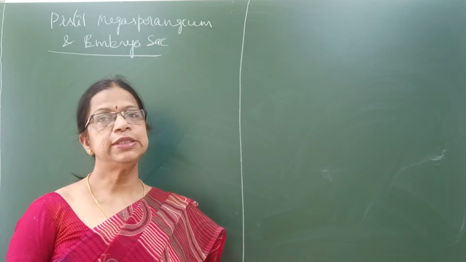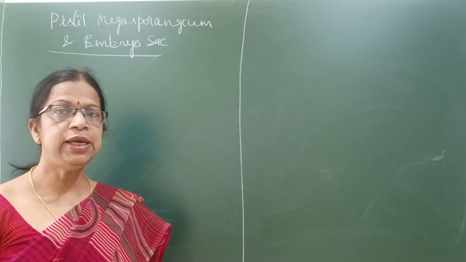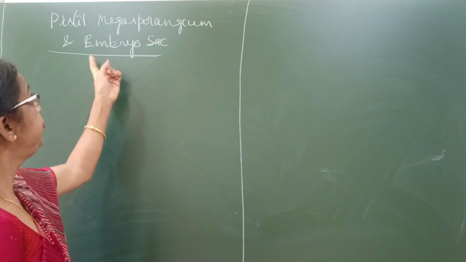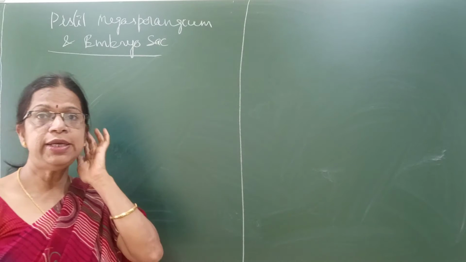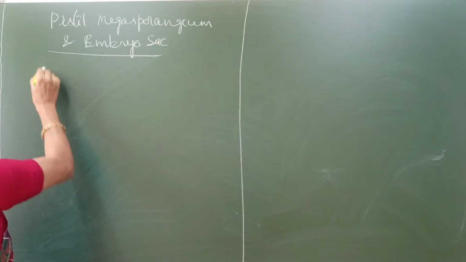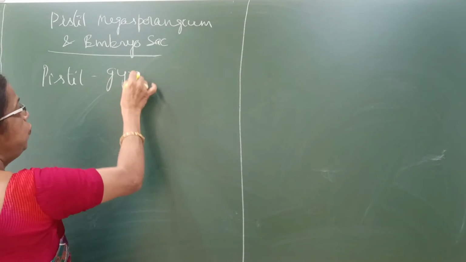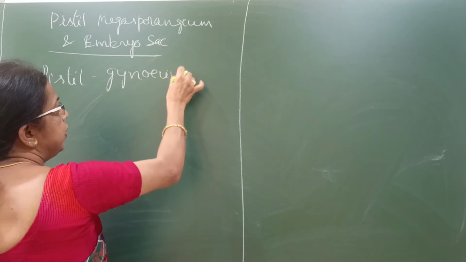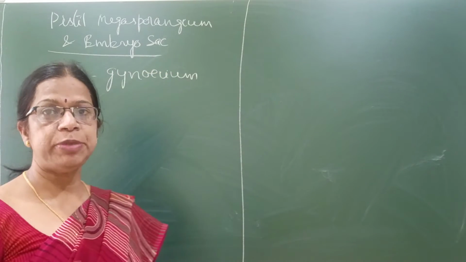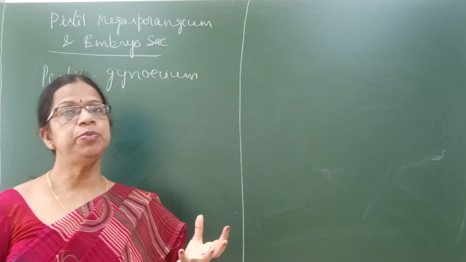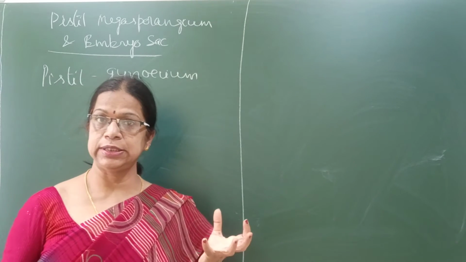And now I am discussing the structure of the pistil, then the megasporangium and embryo sac. So let us see first what a pistil is. Pistil is the other name of gynoecium. Gynoecium is also called a pistil. You know, a gynoecium is made up of many carpels.